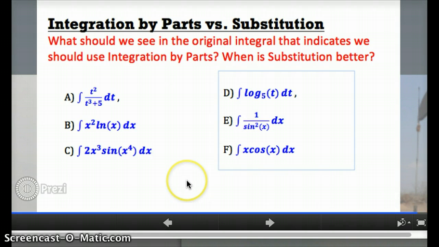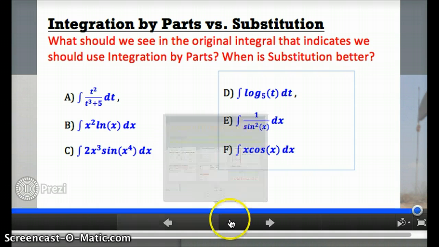Keep in mind that we generally want to use u substitution when you see in the function a function and its derivative, and you see them both. When you see 2 different functions being combined, or a function that's hard to take an antiderivative, that's when you use integration by parts.